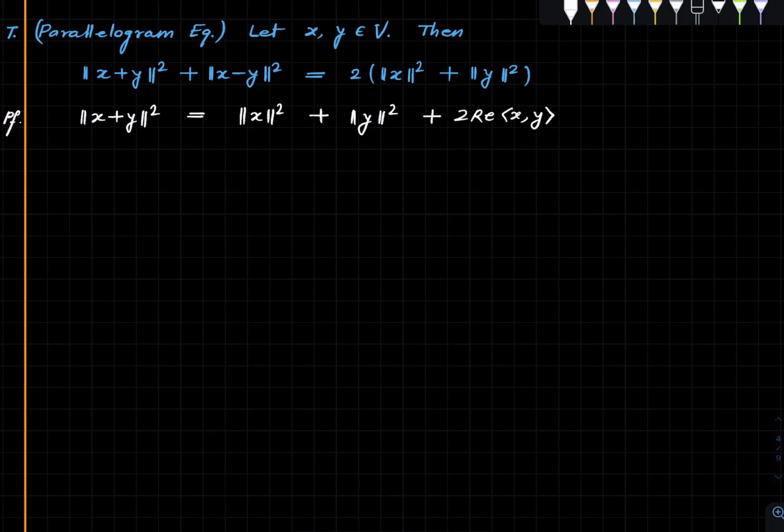Immediately from the previous proposition. I mean, this was the previous proposition. And now apply the previous proposition to this guy. So just think of x minus y as x plus minus y, and apply the previous proposition to get the norm of minus y squared, but the norm of minus y squared is the same as the norm of y squared.